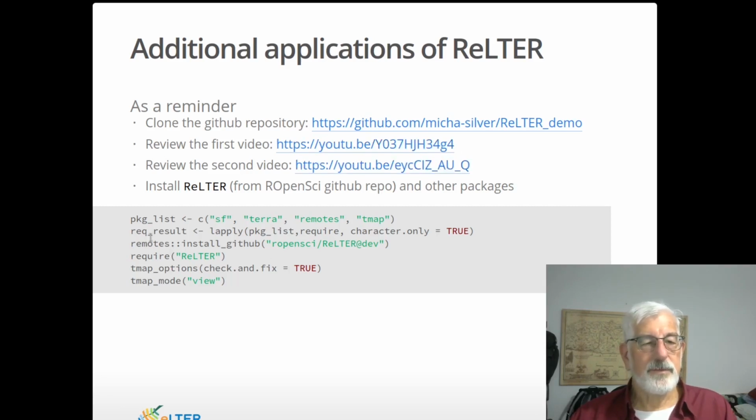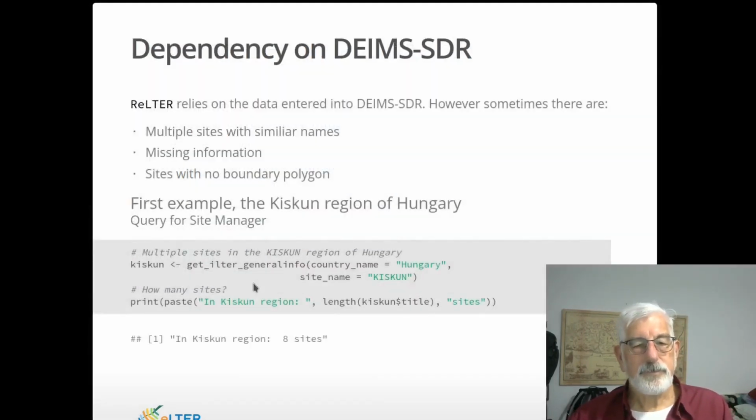First, we need to run the code to load a couple of extra packages and also to install and load ReLTER. To begin with, we want to point out that the data that can be downloaded from DIMES is of course dependent on the data actually being available. Sometimes there are several sites with similar names. Sometimes some of the information might be missing. Sometimes there'll be no boundary polygon.